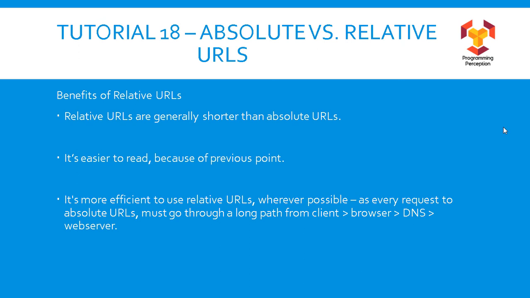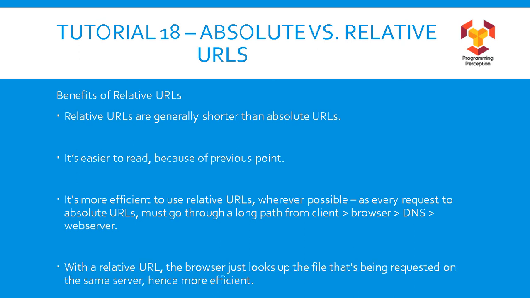Why? Every request to an absolute URL must go through a long path from client to browser to DNS, then to the web server. As you grow in web development, you will come to know how relative URLs benefit us. But definitely, an absolute URL slows down performance because of this long path of request, whereas relative URLs perform much better. So that was all I wanted to discuss about relative and absolute URLs.